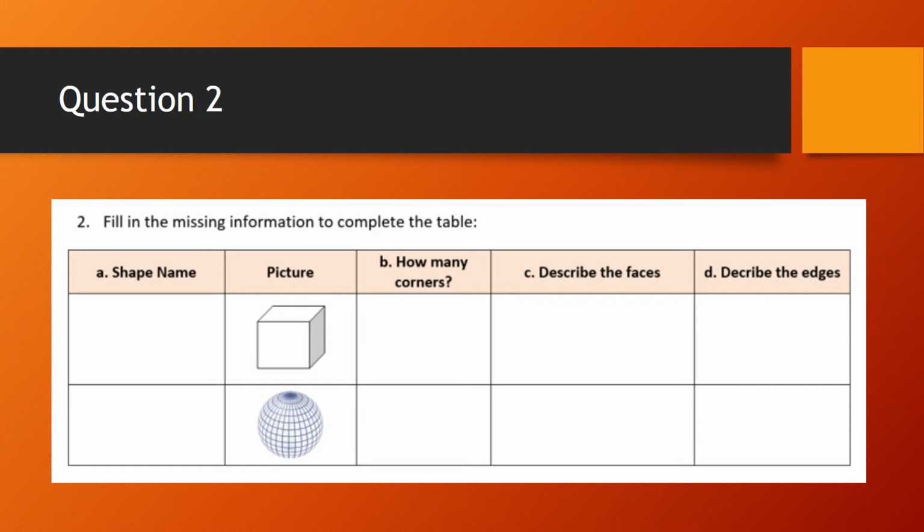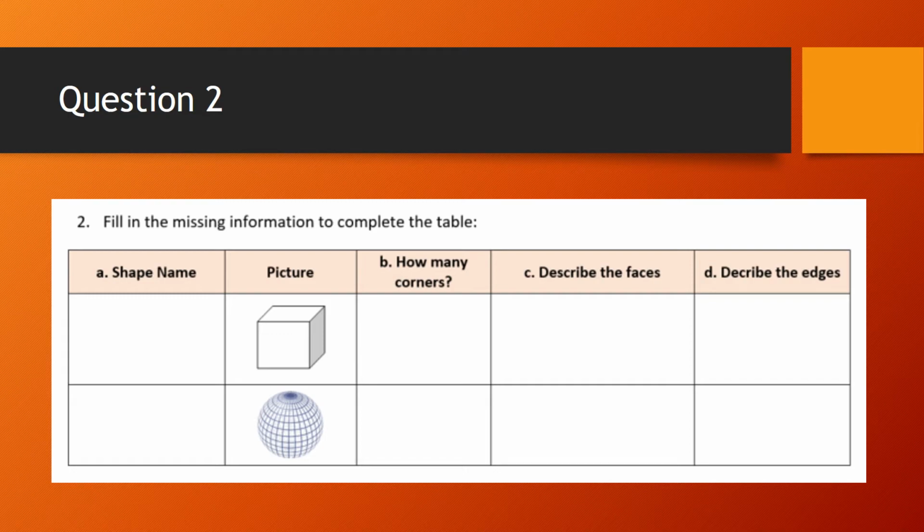Then describe the faces. If I was going to draw a picture from your description, I should be able to draw the shape that you describe and write it in the next column over. And then describe the edges. You can do that in the column that says D, describe the edges.